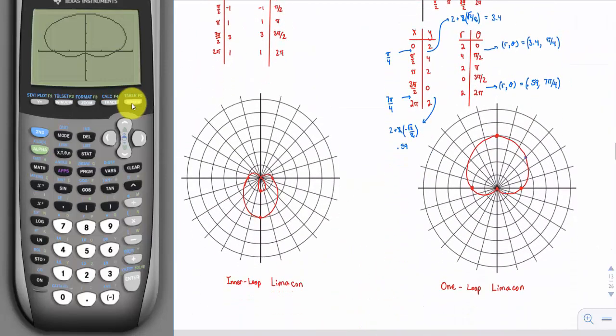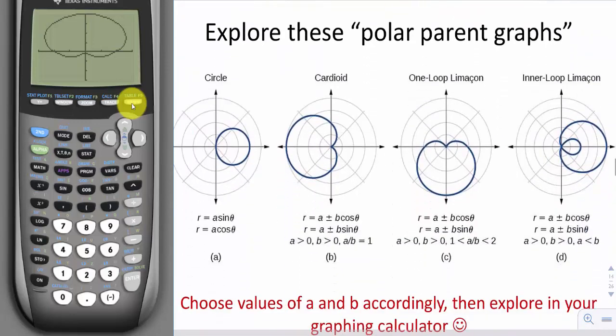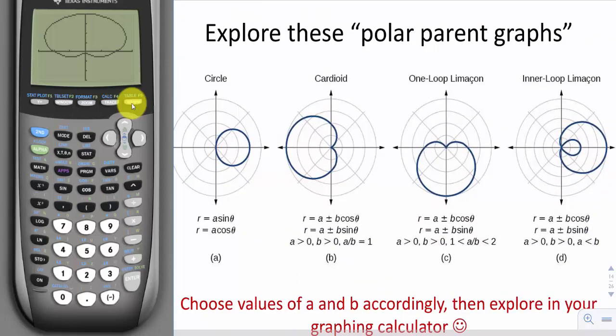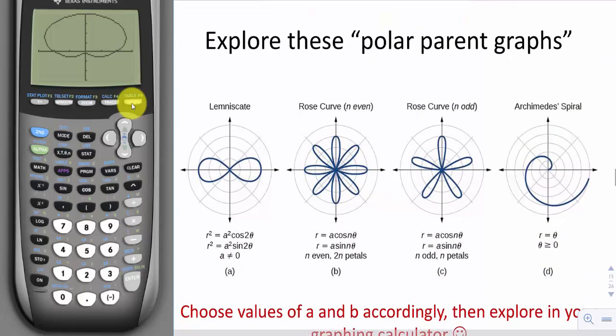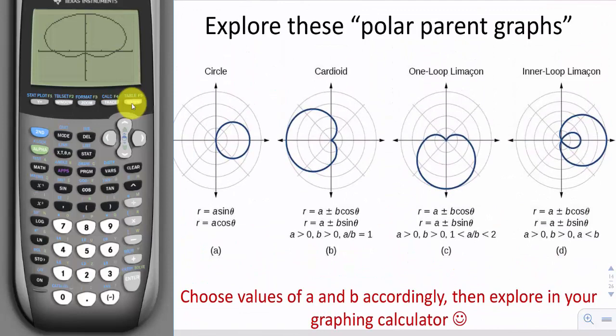Okay, so anyways, you're looking at your slides as you go through here. These are some polar parent graphs that you have. These are some of the ones that we did. And notice it has the equation that it goes with right here. You got your circles. We were doing our one loop limacon. That's what we had here. Cardioids, basically the same concepts. You can see what equations they look like.